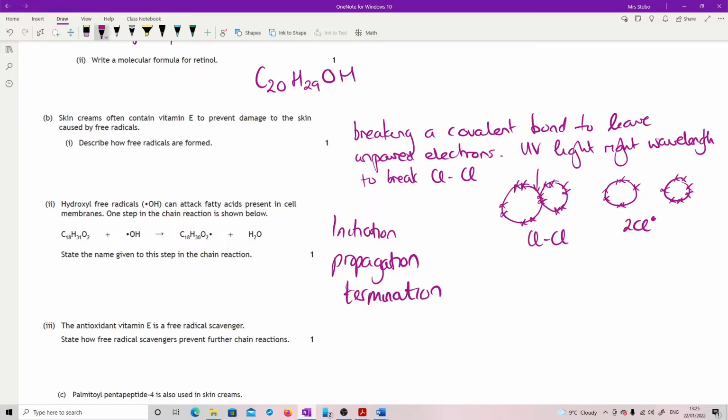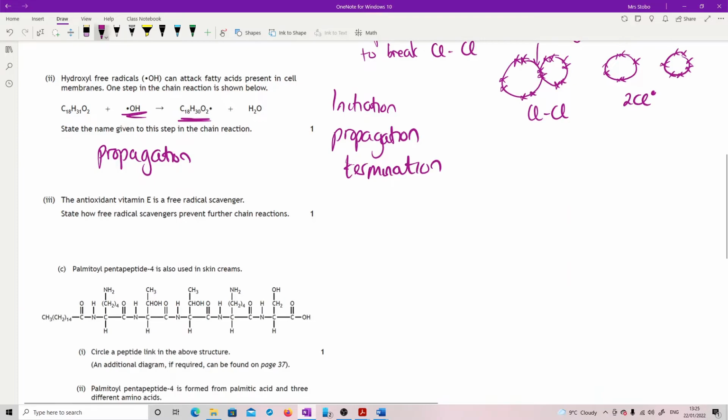Initiation means that you didn't have a free radical and now you do at the end. Propagation means you had one, you still got one. Termination means you had some, you lose them. Okay, so this one is propagation. Had one at the beginning, got one at the end. It's a different one, but that doesn't matter. We still have a free radical.